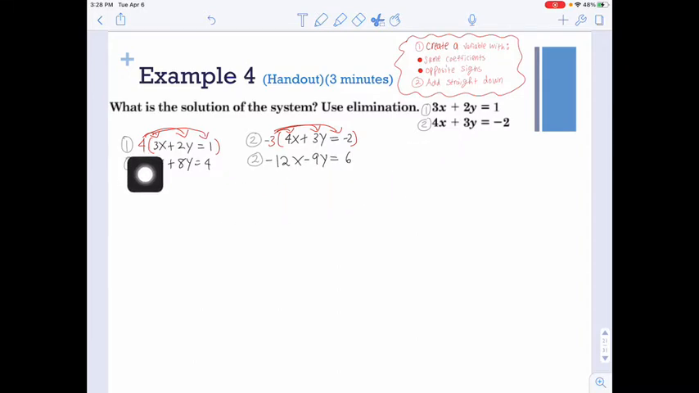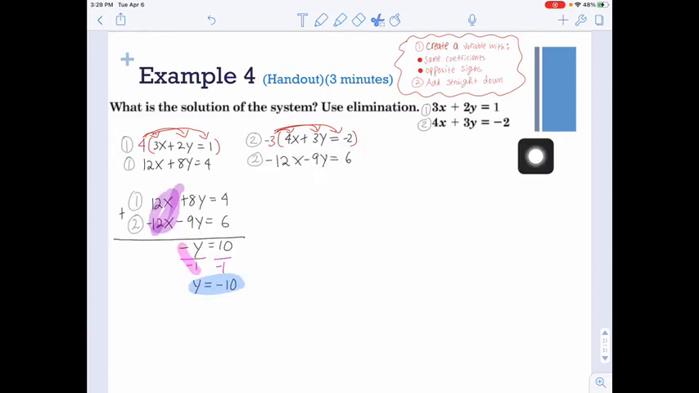So if I multiply equation 1 by 4, we get 4 times 3x equals 12x, 4 times 2y equals 8y, and 4 times 1 equals 4. When I multiply equation 2 by 3, I actually want to use a negative 3 so that I get a minus sign on one of my coefficients. So negative 3 times 4x gives us negative 12x, negative 3 times 3y gives us negative 9y, and negative 3 times negative 2 gives us positive 6. Now we can use our new equations to move to step 2.